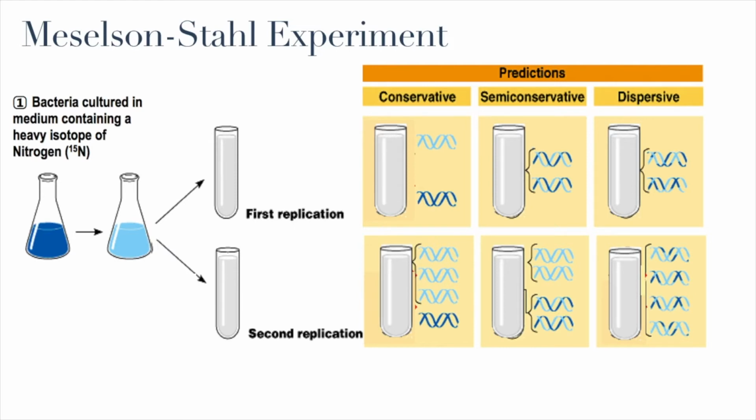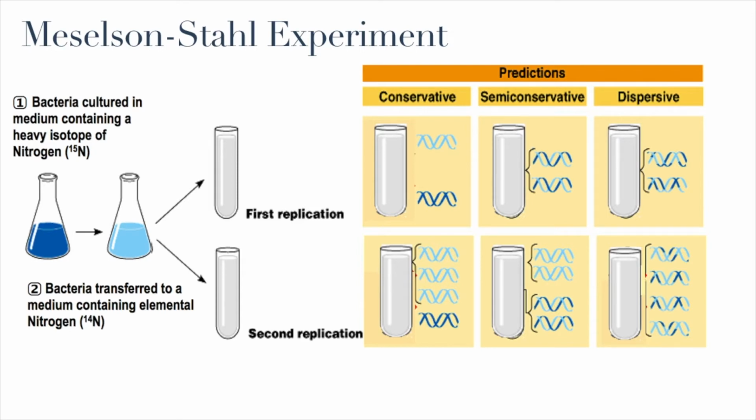Then they transferred some of the bacteria culture into a second flask that contained regular nitrogen. This regular nitrogen was a lighter nitrogen, nitrogen 14. They let the bacteria sit there for 20 minutes, which allowed for one cycle of replication because E. coli replicate every 20 minutes. So the bacteria would be allowed to replicate once in this experiment.